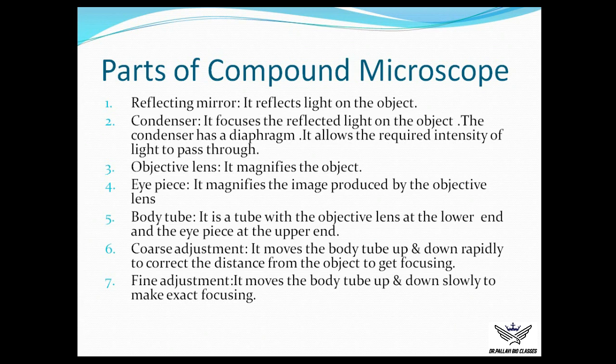And about the fine adjustment, it moves the body tube up and down slowly to make the exact focusing. So these are the two adjustments which are present in the microscope. One is used for the rapid movement of the body tube, whereas fine adjustment is used for the slow movement of the body tube up and down for making the exact focusing.